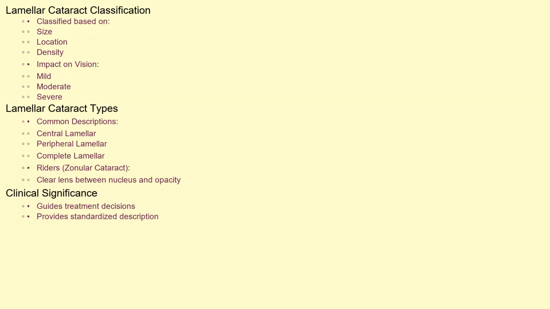Lamellar cataracts can be classified based on their size, location, and density. Some common descriptions include central lamellar cataracts, peripheral lamellar cataracts, and complete lamellar cataracts. They are also categorized by their impact on vision as mild, moderate, or severe. The riders are another classification, which indicates that the lens is clear in between the nucleus and the lamellar opacity. This specific type is also known as the zonular cataract. This classification helps guide treatment decisions and provides a standardized way to describe the cataract's characteristics.